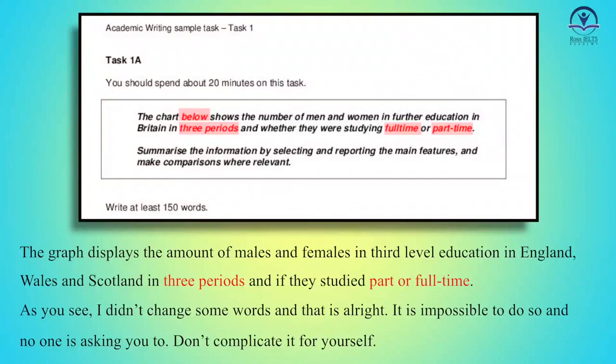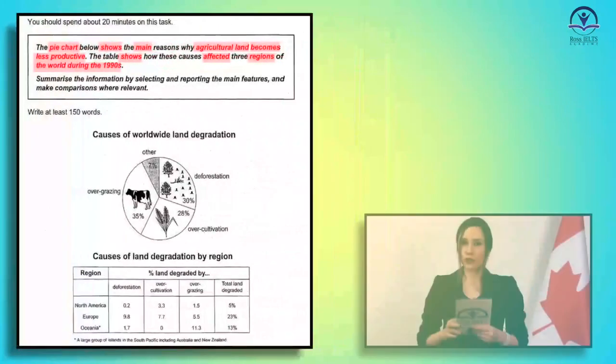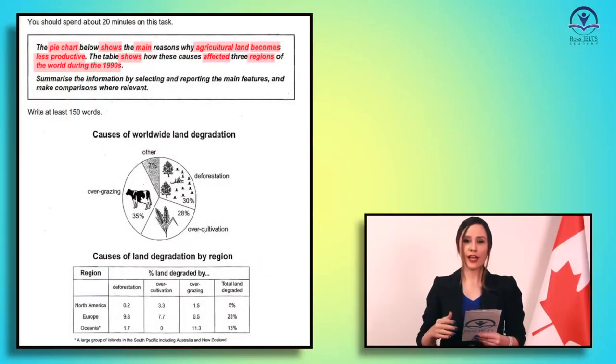Now, let's look at another example. Here, the question statement says, the pie chart below shows the main reasons why agricultural land becomes less productive. The table shows how these causes affected 3 regions of the world during the 1990s. Now I would like you to pause this video and think of some possible direct synonyms for these words in the question statement and how to write the introduction for that.